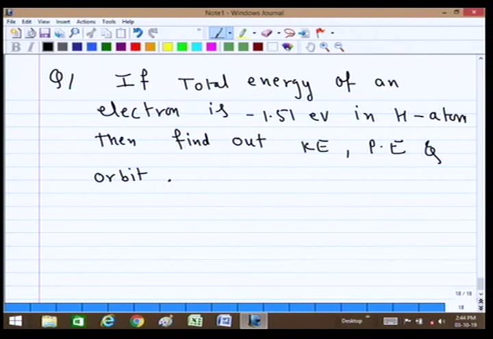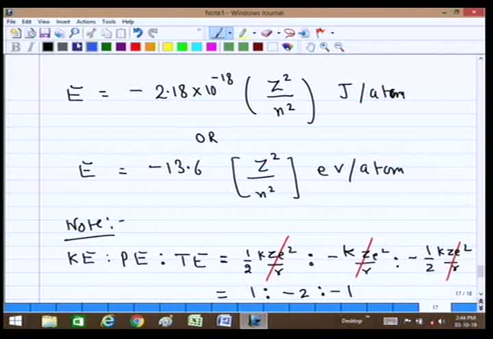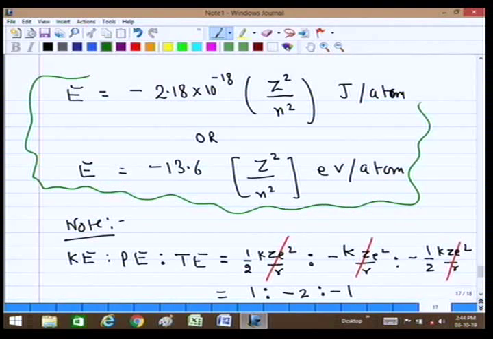K is a constant, which is 1 upon 4 pi epsilon naught. E is the charge on electron. You have to just remember that formula only. Other than that, these are the final formulas that we have to ultimately use. Just put the values and solve it.